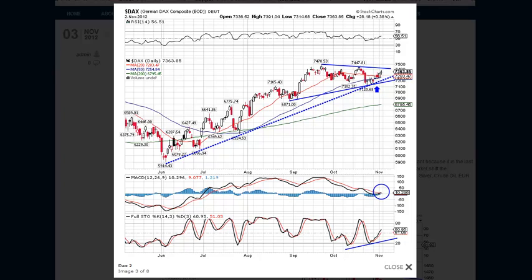So the price is actually nicely supported by this rising trend line, which is a dotted line, and obviously an additional rising support line here. And the current resistance on the upside can be found here at 7,400, followed by 7,447 and 7,478.